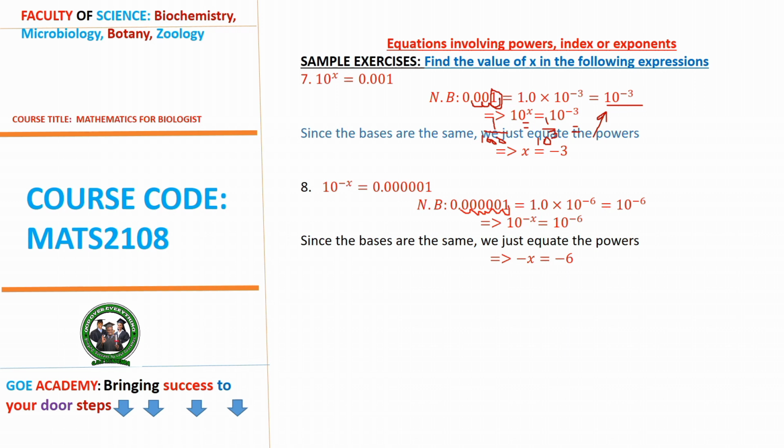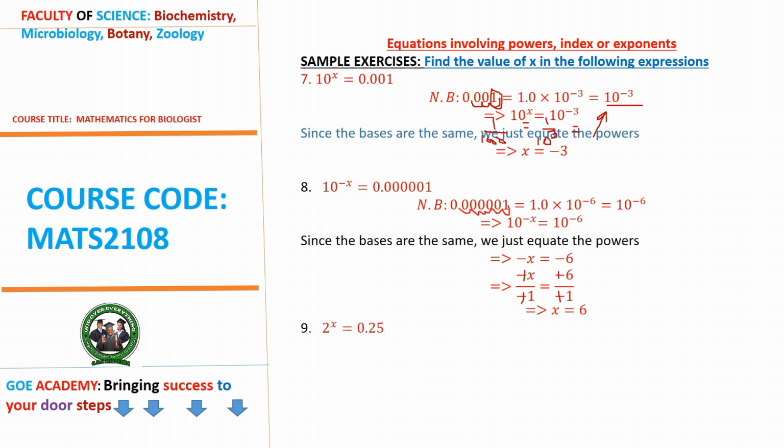Be careful here. We are asked to find the value of x and not the value of negative x. So at this level, we need to divide both sides of the equation by negative 1 so as to make x the subject of the formula. And at that level, you see that since negative cancels negative, the value of x will just be equal to 6.